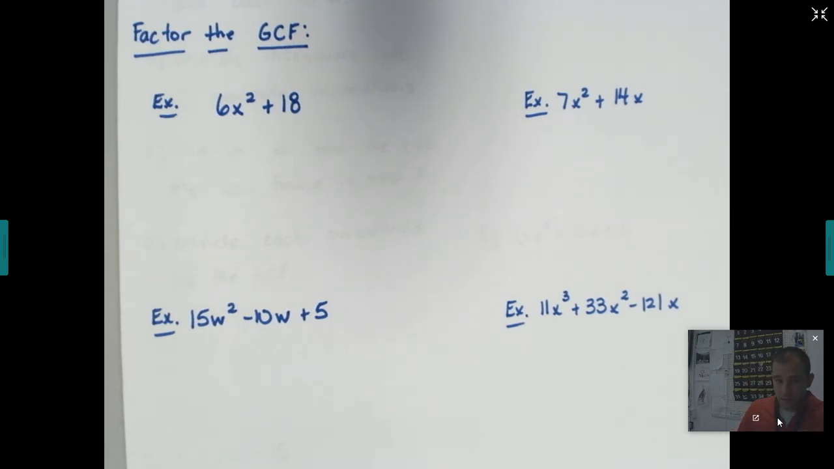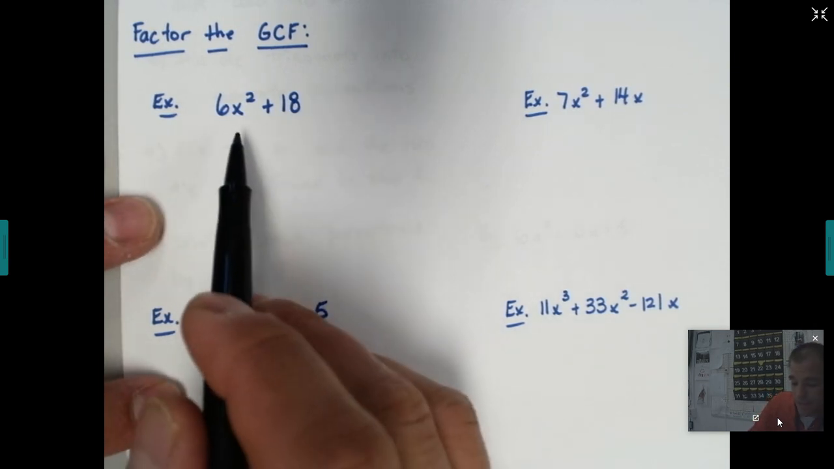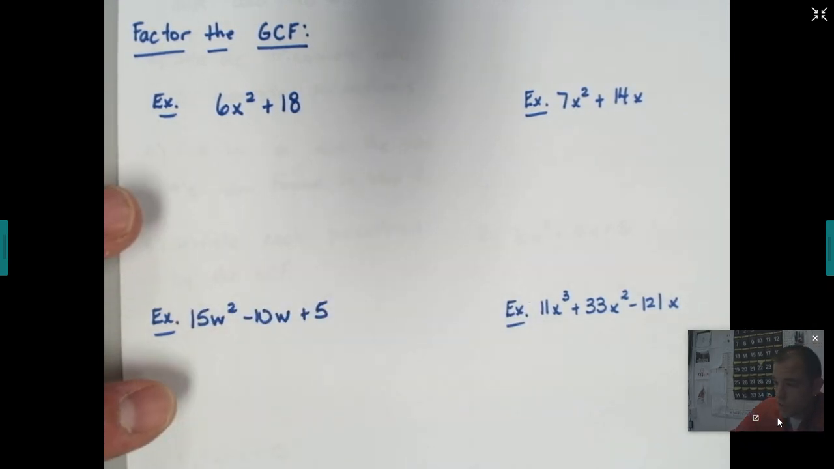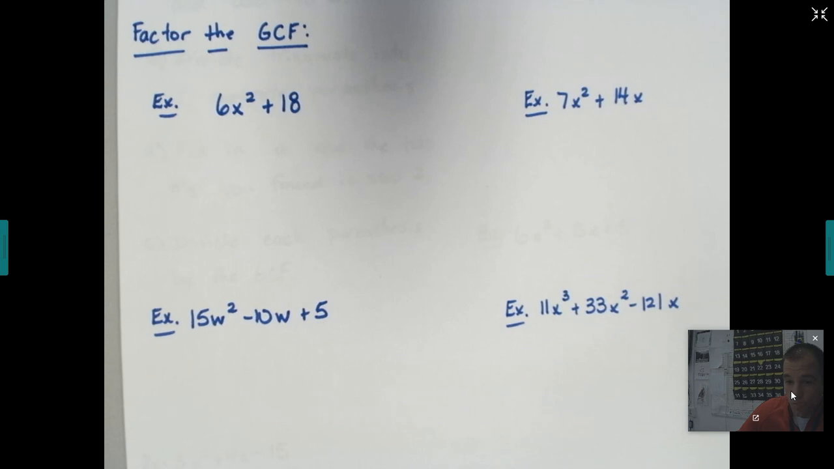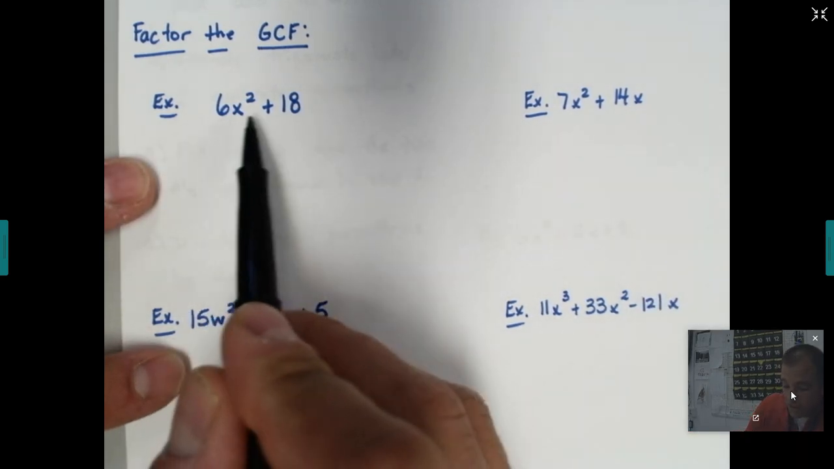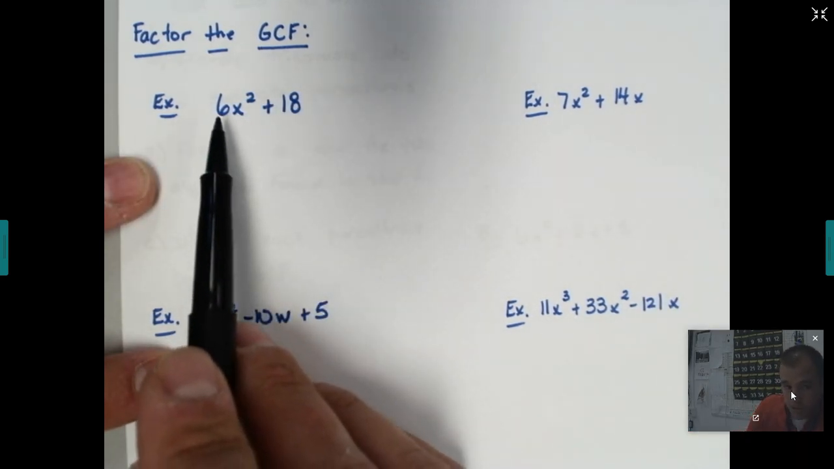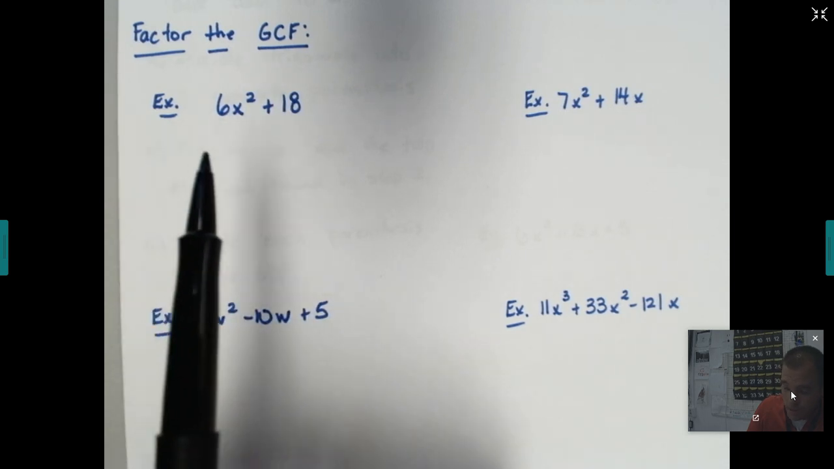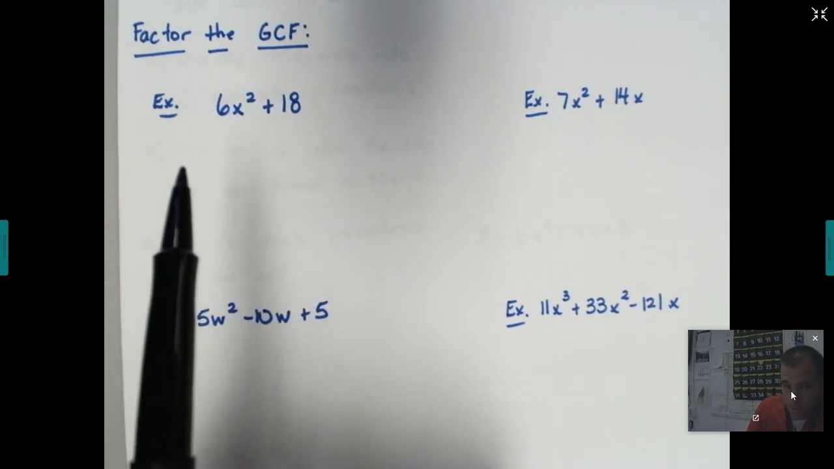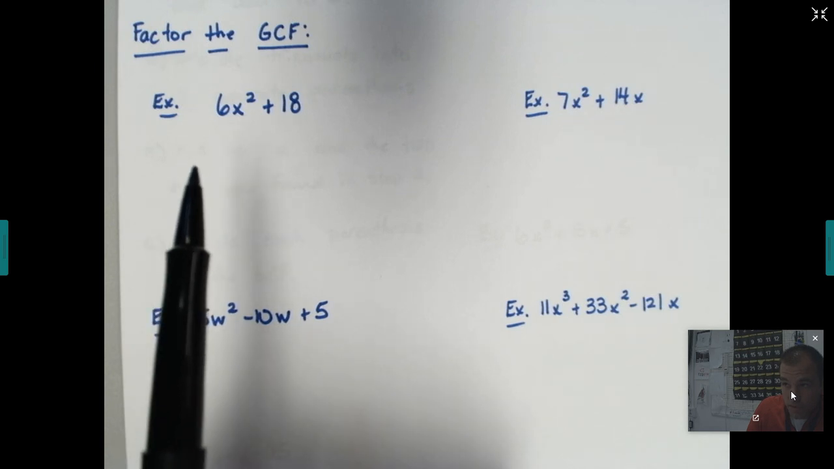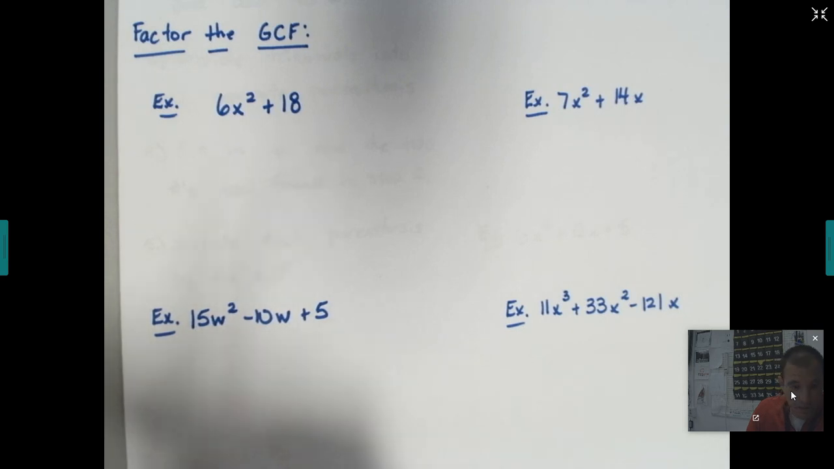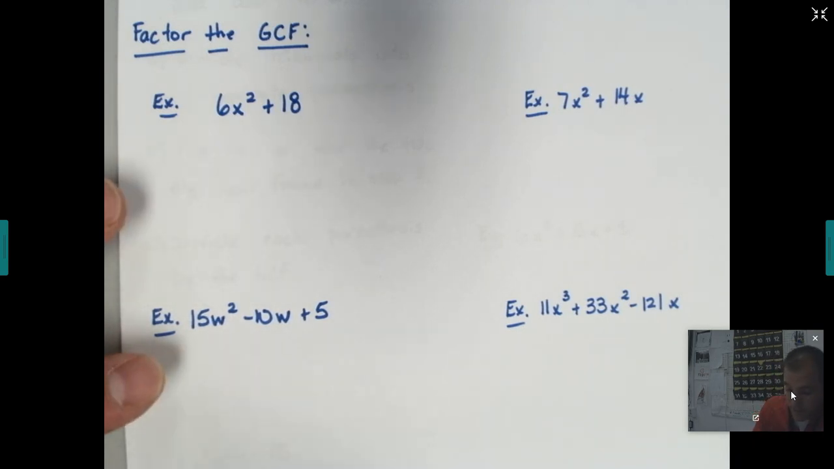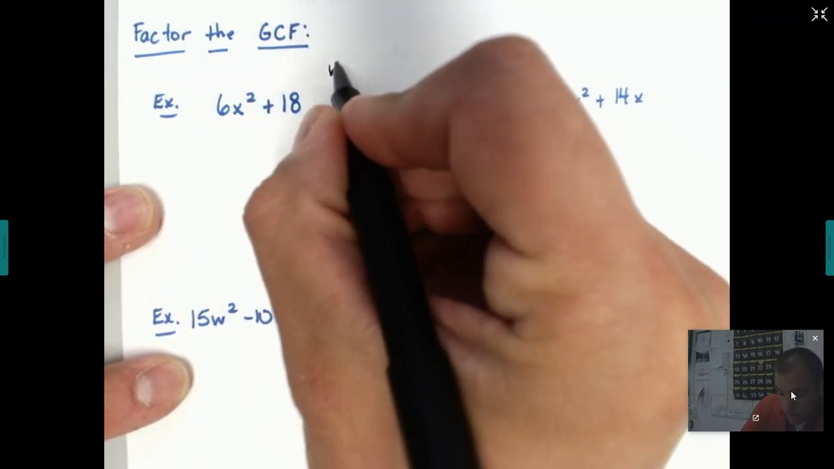If we start with this first one, 6x squared plus 18, you'll notice that these notes don't come from our workbook, so you're just going to have to write them down. Unfortunately, our workbook doesn't do a very good job with these kind of problems. So factor out the GCF. What we need to do is start with the numbers 6 and 18. Can you think of the biggest number that goes into both 6 and 18? If you are stuck, if you don't know what multiplies to get 6 and you can't figure out what multiplies to get 18, I always just list them out.